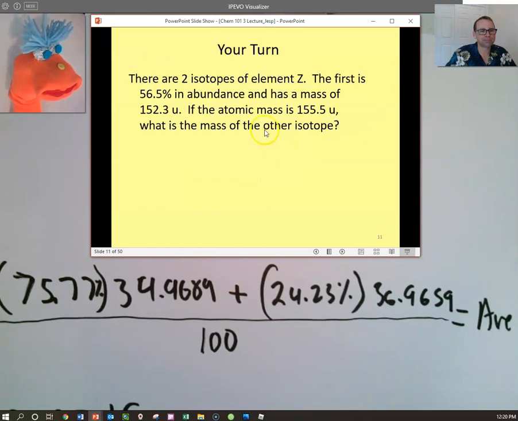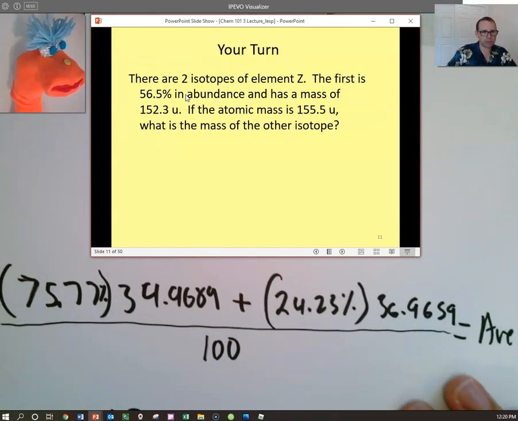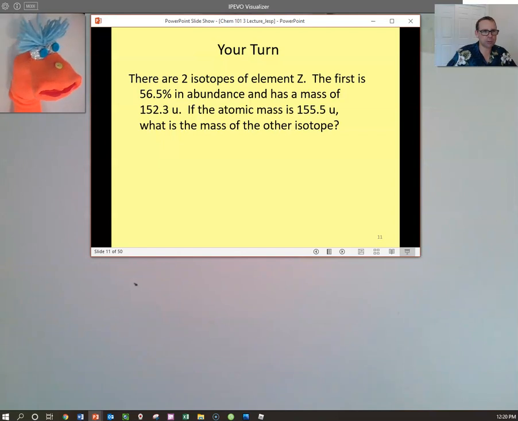Okay, here's another one. Two isotopes of element Z. The first is 56.5% in abundance and has a mass of 152.3. And if the atomic mass is 155.5, what is the mass of the other isotope? Okay, so this is like the other question, but what's different?